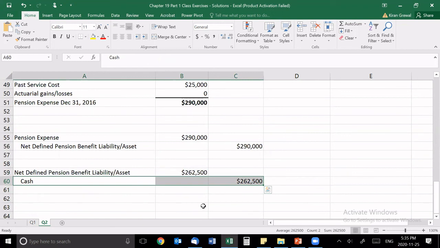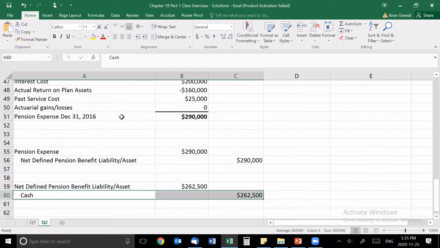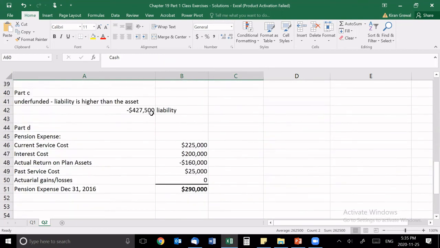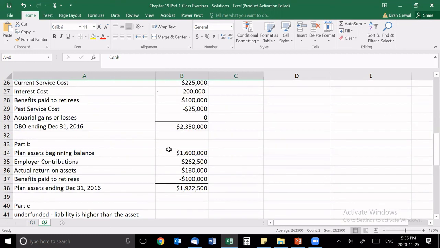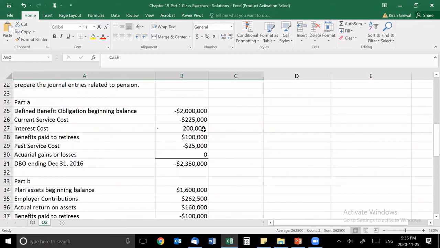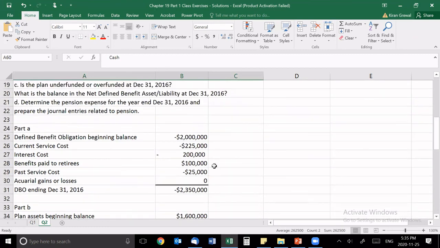I feel like this chapter isn't too difficult as long as you know what gets added and subtracted to pension expense, what gets added and subtracted to plan assets, and what gets added and subtracted from the defined benefit obligation, so the liability. Otherwise, it's pretty straightforward. You just need to know what gets added and subtracted and then do the totals there.